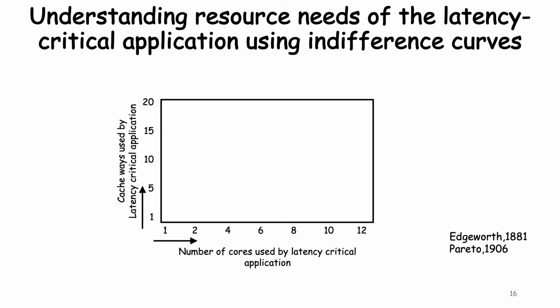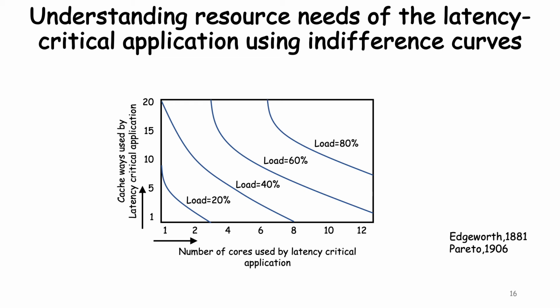Specifically, we can use indifference curves to understand the resource needs of the latency critical applications. For example, the x-axis shows the number of cores allocated to the latency critical application, and the y-axis shows the number of cacheways allocated to it. The blue curve represents iso-load lines at a load of 20% of the peak load of the application on the server. The curve shows that the application is indifferent to an allocation of 3 cores and a single cacheway or a single core and 10 cacheways. These allocations are equivalent as the application can meet a load level of 20%.